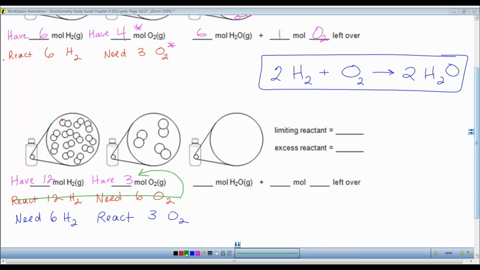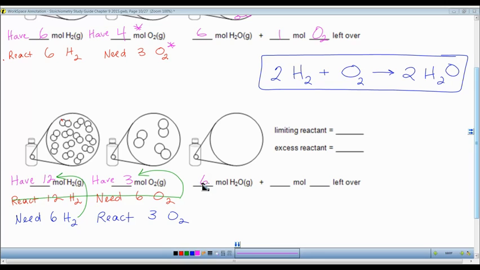And then we just do a little comparison. I need 6 hydrogens. Do I have 6? Yeah, I got 12. I have plenty. I'm not going to use all the hydrogen. This ratio I can do. And guess what? It's the same one we've been doing all along. We just have a different limiting and excess. If we have 6 hydrogen, 3 oxygen, matching the ratio in the balanced equation, I would get 6 water molecules.